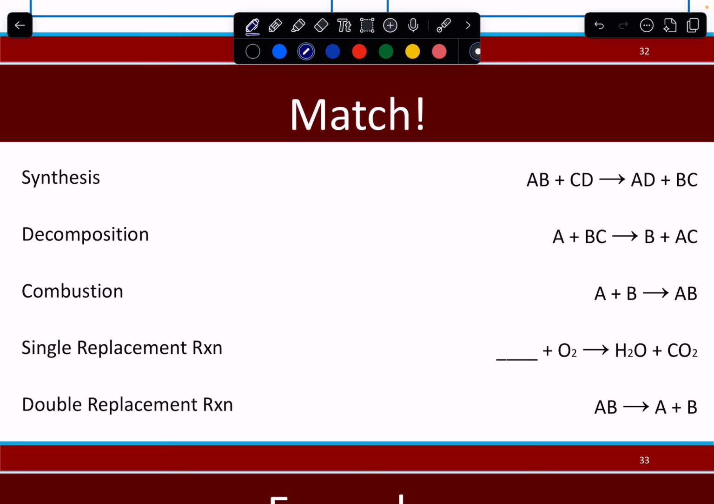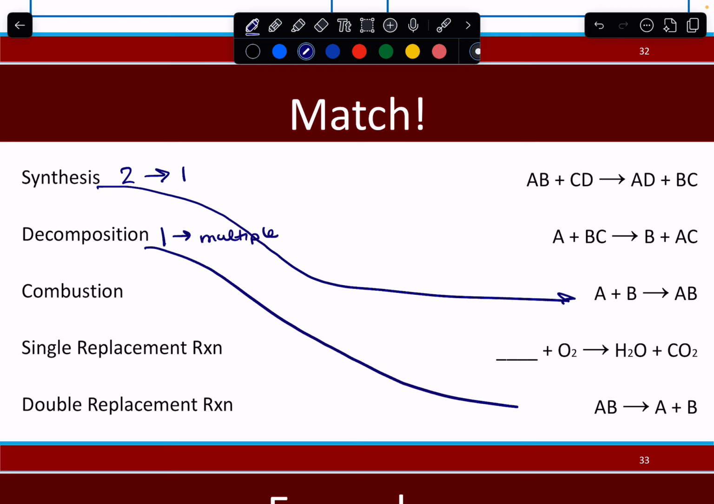Okay, so the synthesis one, two things going to one, so that must be this one. Decomposition is where something breaks, one thing goes into multiple, and so that is going to be this one down here. Combustion always needs to have an oxygen and water and carbon dioxide as a product. And so that would be this one.